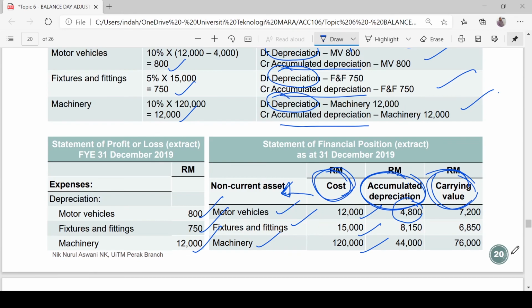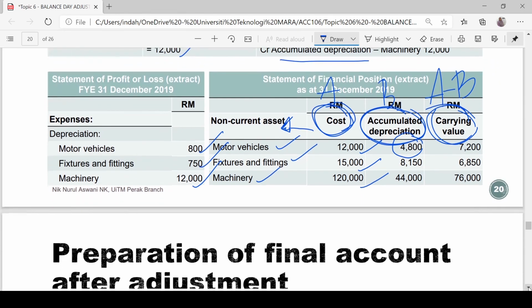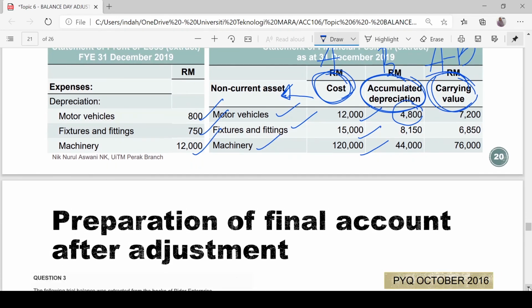And the carrying value, so how do we calculate the carrying value? Cost minus accumulated depreciation. So if I put cost as A and accumulated depreciation as B, the carrying value is A minus B. That is your carrying value. So that's all for depreciation. And in the following video, I will discuss the preparation of final account after adjustment.